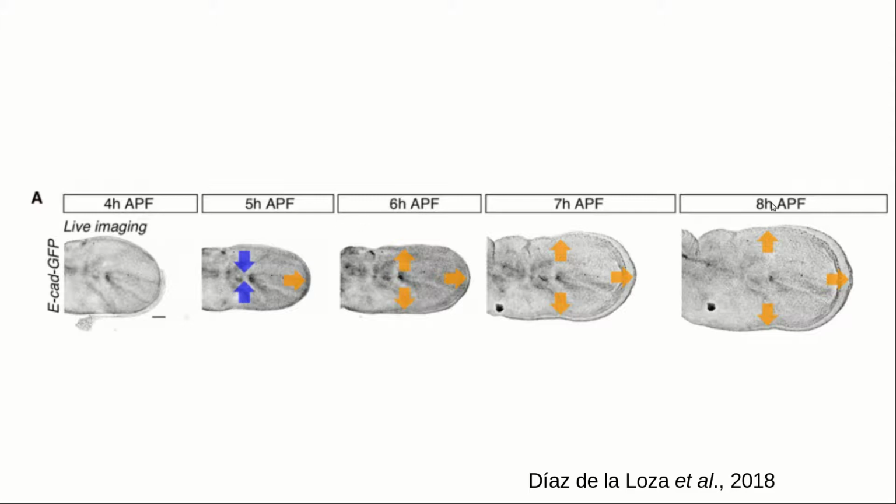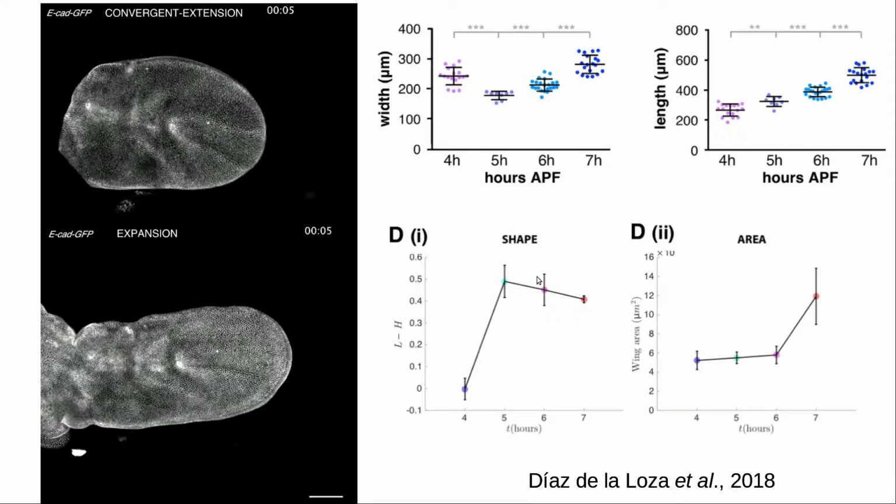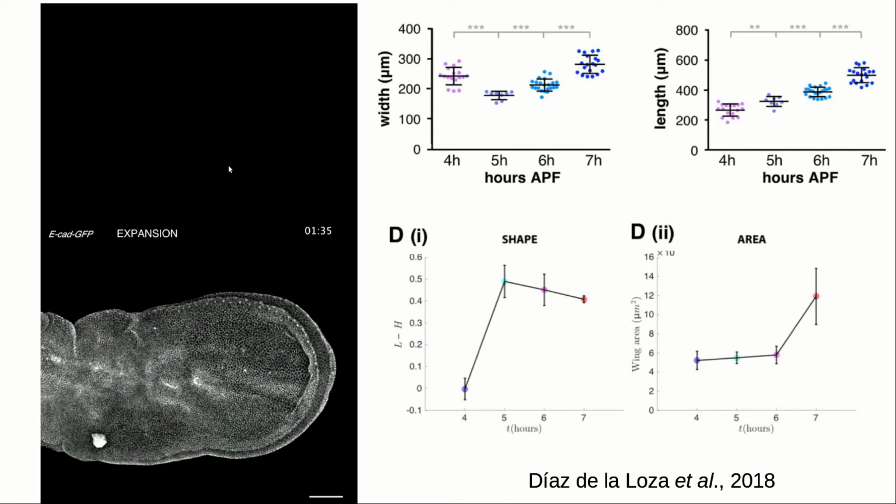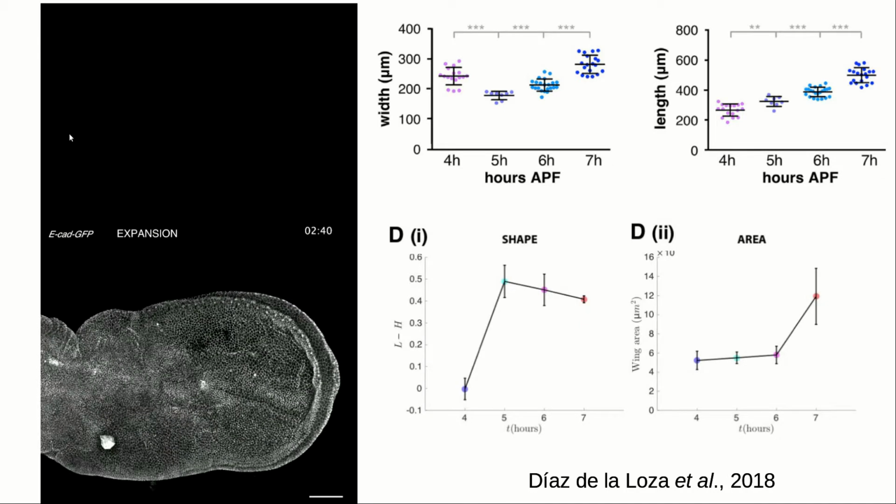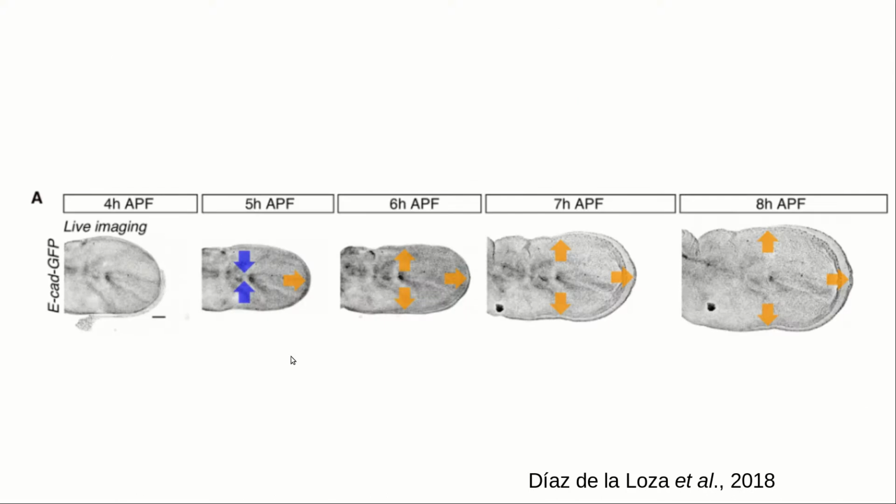After 6 hours after pupae, this change in shape stops and the wing increases its size isotropically, which means that both its width and its length increase at the same rate, more or less. Here you can see videos. In the upper part, there's this change in shape between 4 and 6 hours, and in the lower part you can see the increase in cell area, in wing area of the second part.